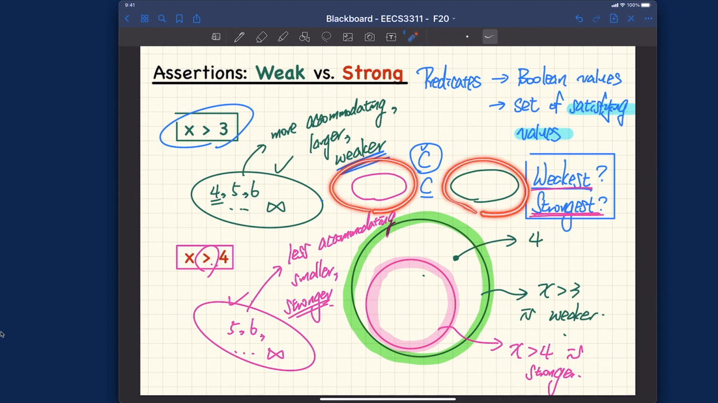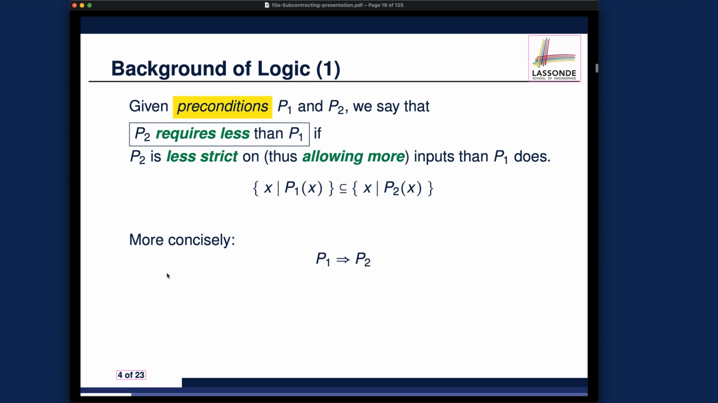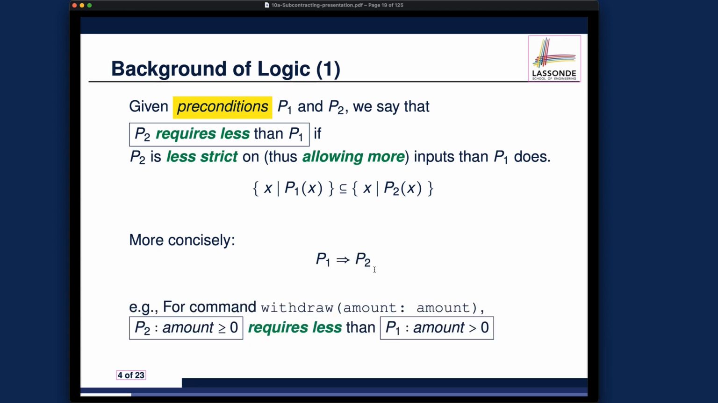Just try to get used to such terminology when you talk about predicates, especially in the context of precondition and later on postcondition. So let me go back here. More precisely, we want to say P1 implies P2. That's exactly the implication you want to always think about when you want to formulate the relation between the predicates.